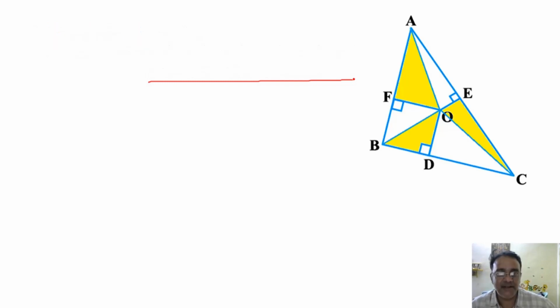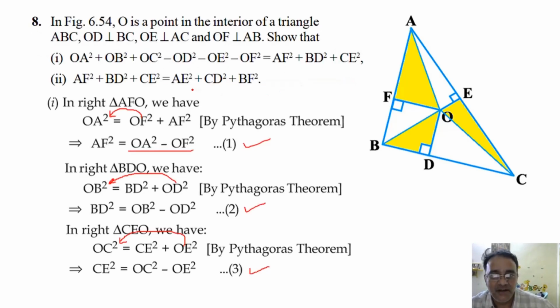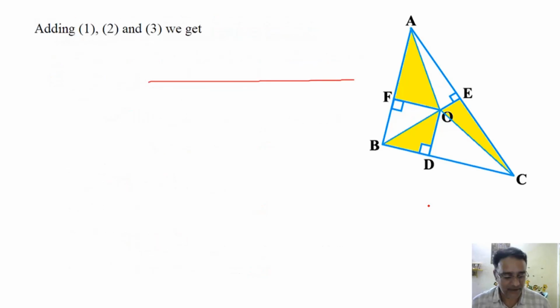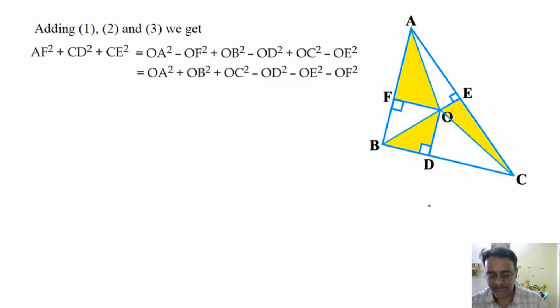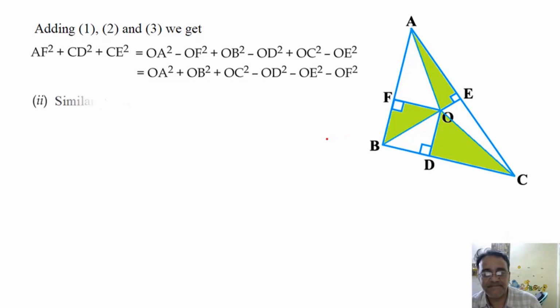Okay. Now in the second bit, what we have to show is that this is equal to this. Now you have to identify AE square belongs to which triangle? Triangle AOE. Right. And CD square belongs to triangle COD, and BF square belongs to triangle BOF. So we'll take those triangles one by one, the green shaded ones.